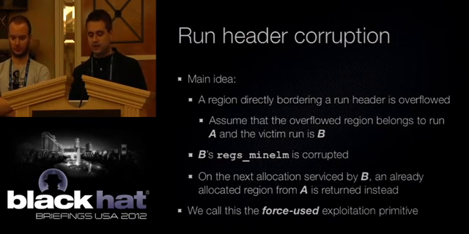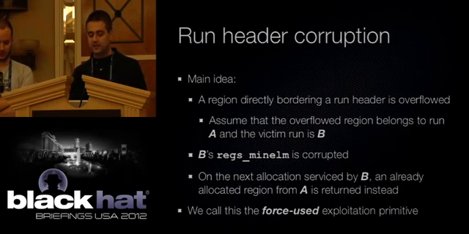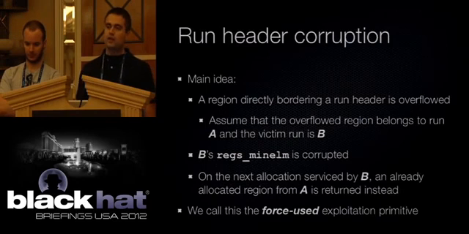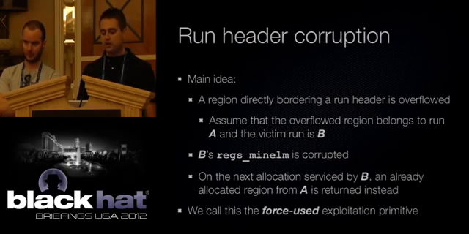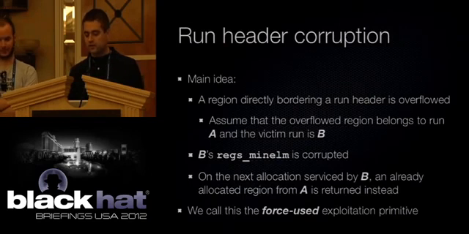So basically, we studied what can happen when we corrupt the metadata of the second run. We decided, after we investigated, to mess with the regs_min_elm element of the metadata. By corrupting that, we managed to make the next allocation that is serviced by run B return a region that was already used from the previous run A. We haven't encountered a name for this kind of attack before, so we are using the name force-used exploitation primitive.